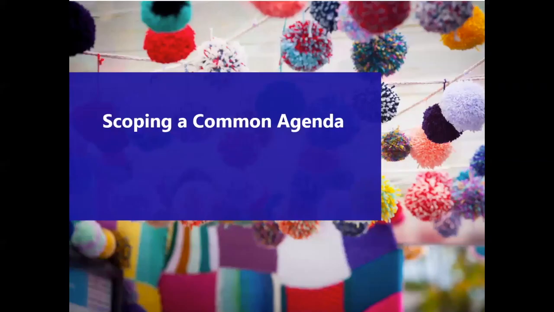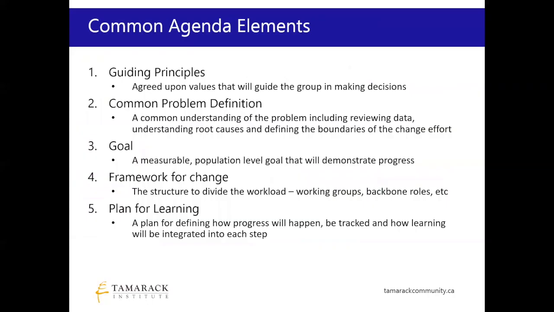So how do we scope a common agenda? We've already talked about a common agenda being a shared vision for the change that we want to see in our communities. And so we want to figure out how we can have good conversations with those influential champions in a way that leads us towards a strong and impactful common agenda. There are some core elements to scoping a common agenda.